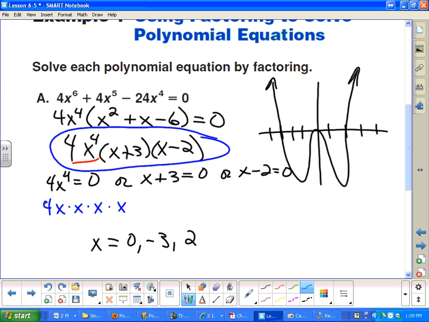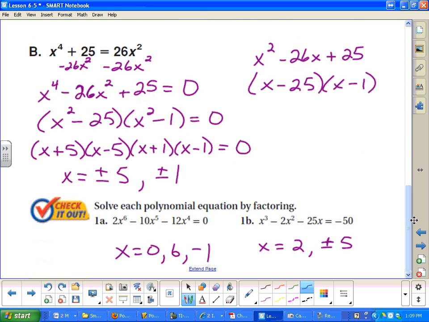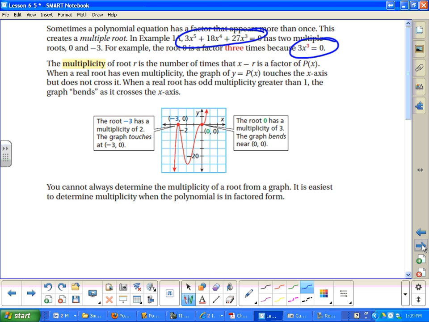What's the degree of this? What's the exponent up here? If there's no number there, then it's a 1. Here, this one occurs 4 times because the degree of it is 4. Down here, each of these occurs 1 time because the degree of each of those factors is 1. So when we're talking about multiplicity, we're talking about the degree of the factor. How many times does it occur?